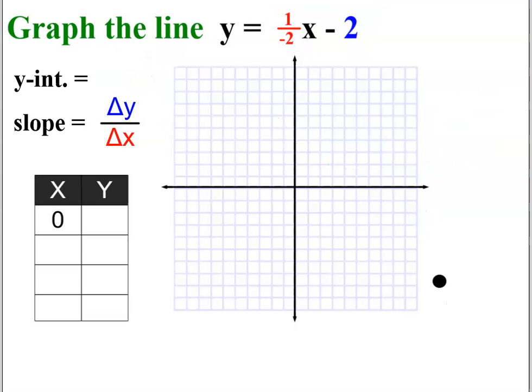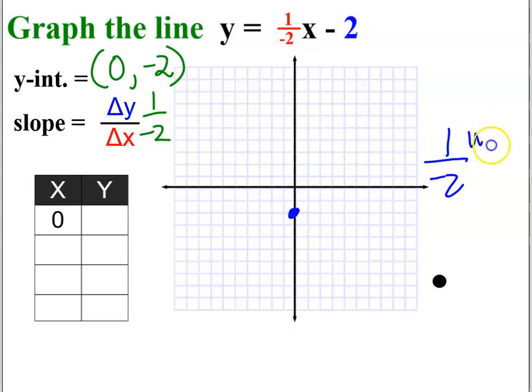Let's try one more. The y-intercept is negative 2. The slope is 1 over negative 2. So plot my y-intercept, negative 2, and now follow the directions. Up and left. 1 up, 2 left. 1 up, 2 left, and so on.